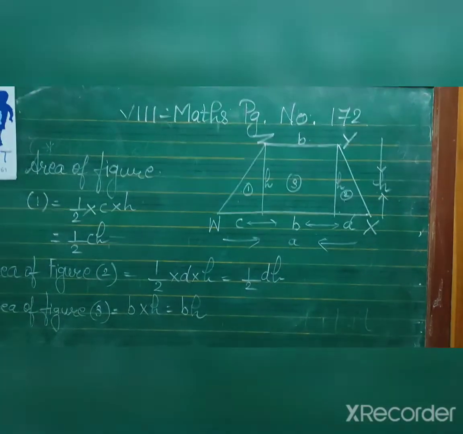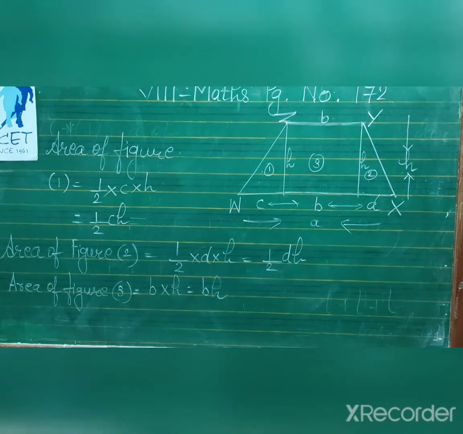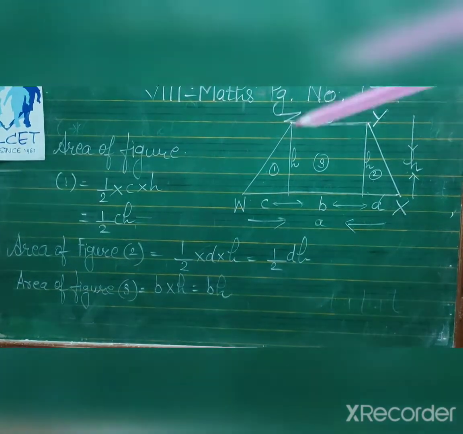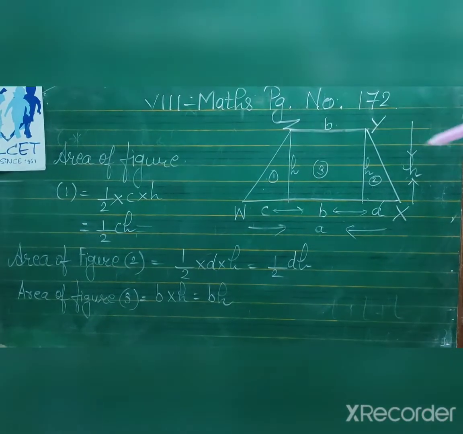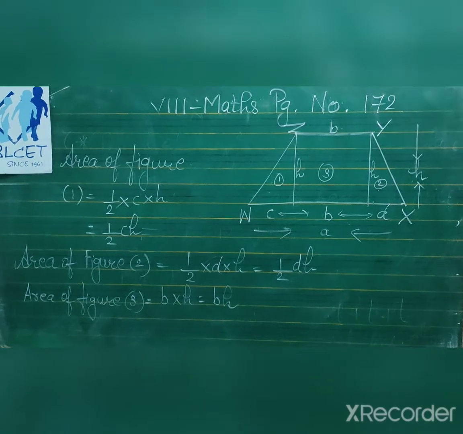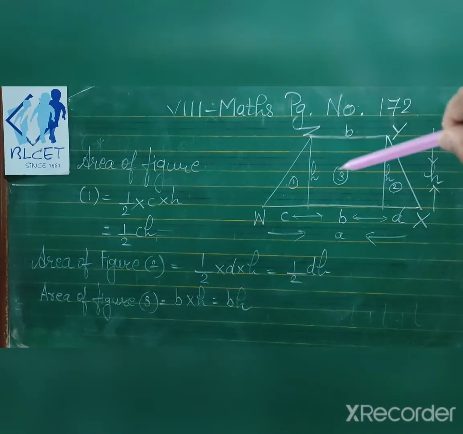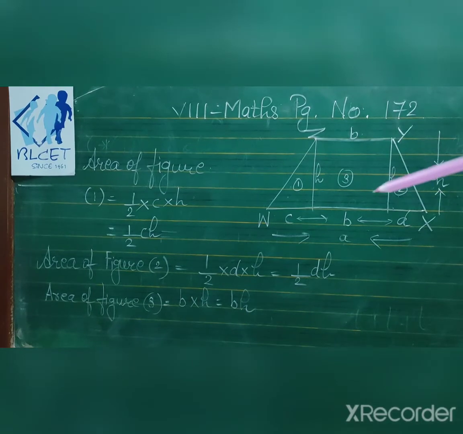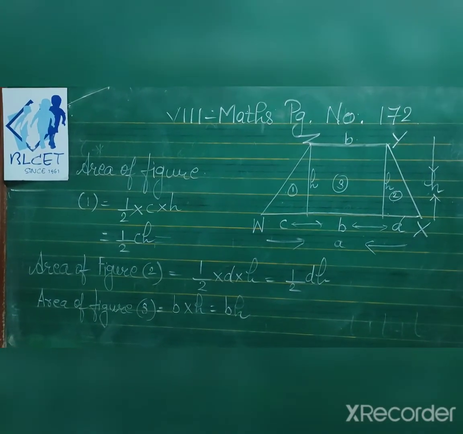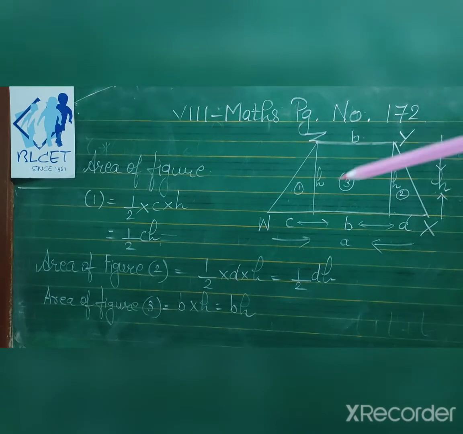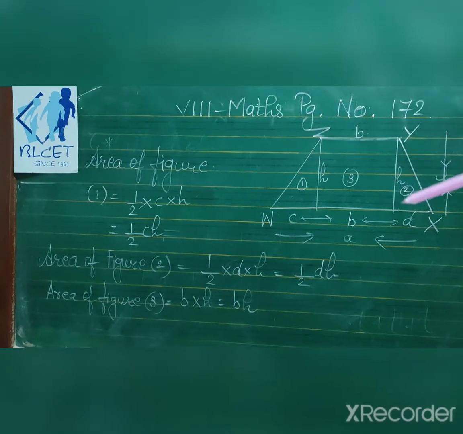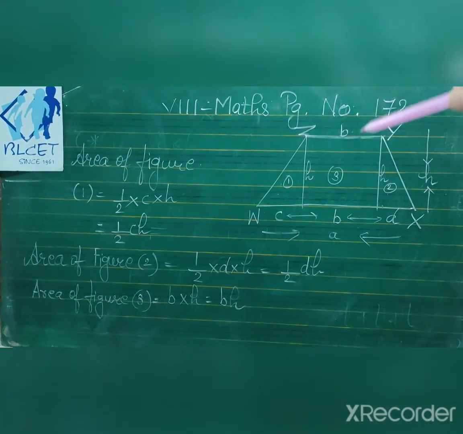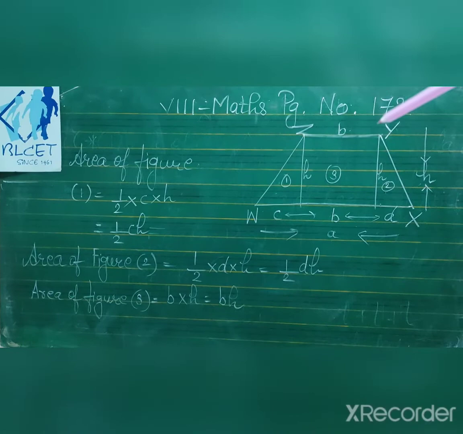Okay, let us start. Now see from the figure. WXYZ trapezium, heights H, H, H. Opposite sides are equal and parallel. B, B, square, or we can say rectangle. Rectangle is one type, square is one type of rectangle. Here this length is C, and from here to here B. So opposite sides are parallel and equal, so this ZY also will be B.